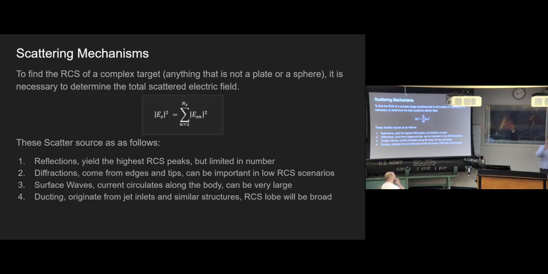Diffractions are going to come from the edges of your wings, tips of your vertical stabilizers, that kind of stuff. They can be important, but they're easy to mitigate. So often you don't expect to get those either.